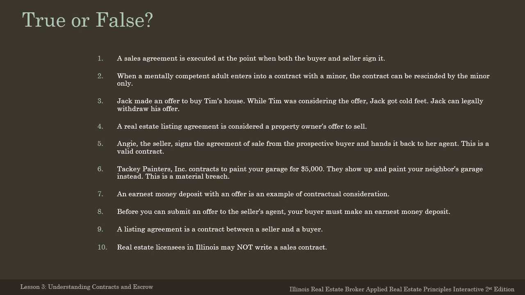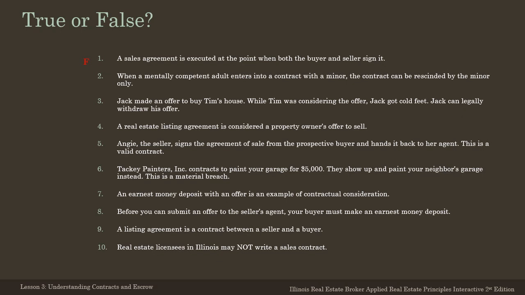True or false? A purchase agreement is executed at the point where both the buyer and seller sign it. Not really. False. A sales agreement, which we really should call these sales agreements, is formed when not only buyer and seller sign it, but each has been notified of the other's acceptance. That's when you have a contract. So it's more than just signing a contract that you got from the seller, Mr. Buyer, and making it a valid contract. We have to notify Mr. Seller that you've accepted it, and vice versa.